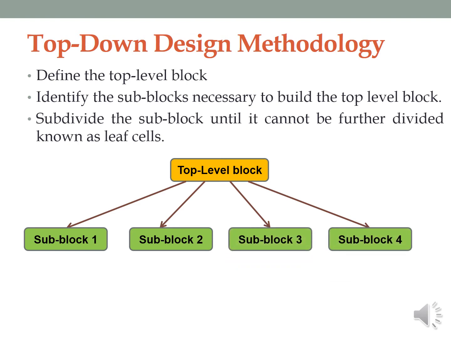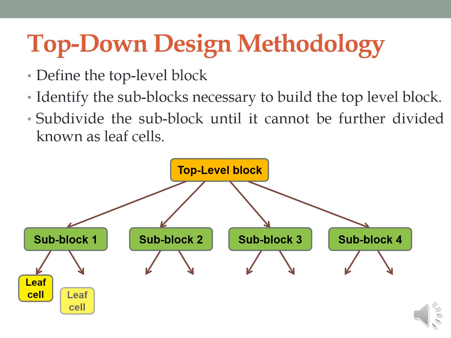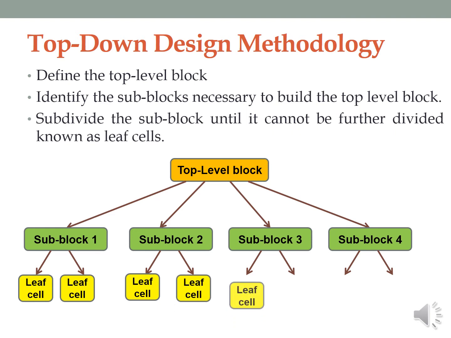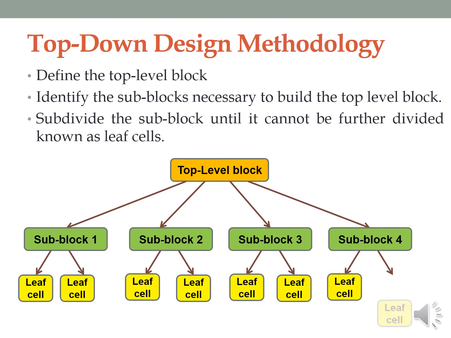These sub-blocks can be further divided into sub-blocks, and the process of division goes on until no further division is possible. The last level of sub-blocks is known as the leaf cells. So here, for the purpose of illustration, we have just shown that the sub-blocks get divided into 2 leaf cells. This can vary from design to design.